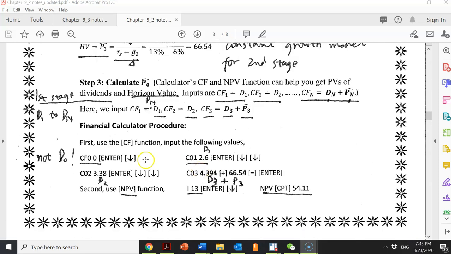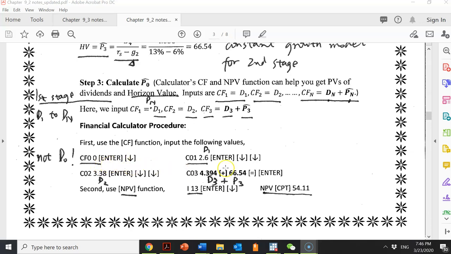Do you remember our cash flow function in the calculator? We can go to the cash flow function. We input cash flow 0 as 0. Remember, when we discount all the dividends in the first and second stage, we do not include D0. D0 is already paid at time 0. If we're trying to get P0, we're trying to purchase the stock right now, so we do not have this D0 anymore. It's already paid at the end of last year, which is the beginning of this first year. So cash flow 0 should be 0.